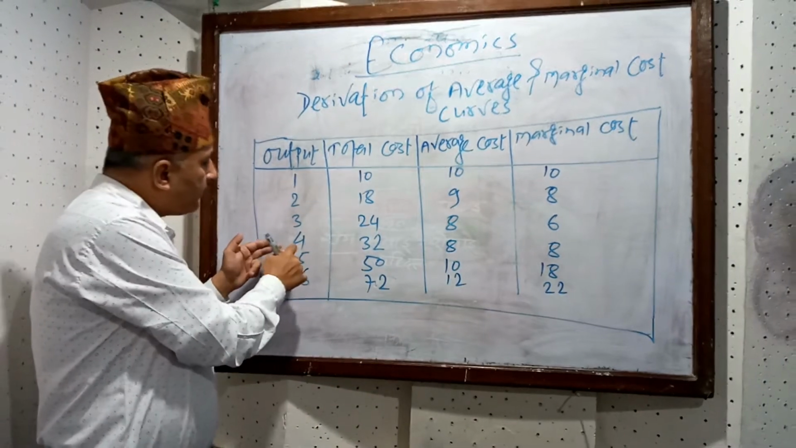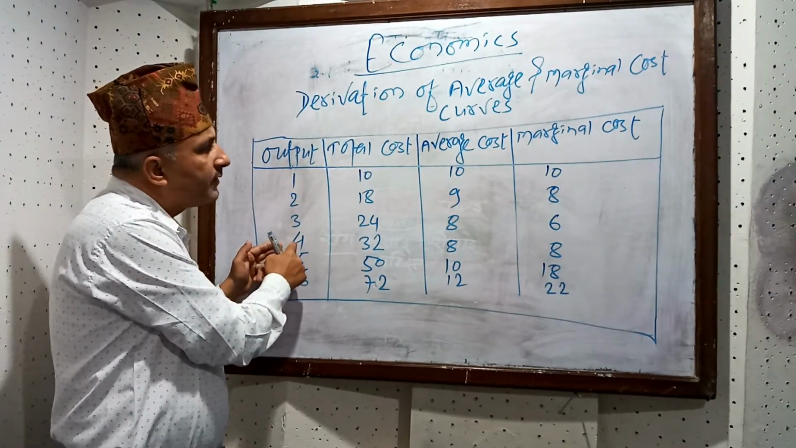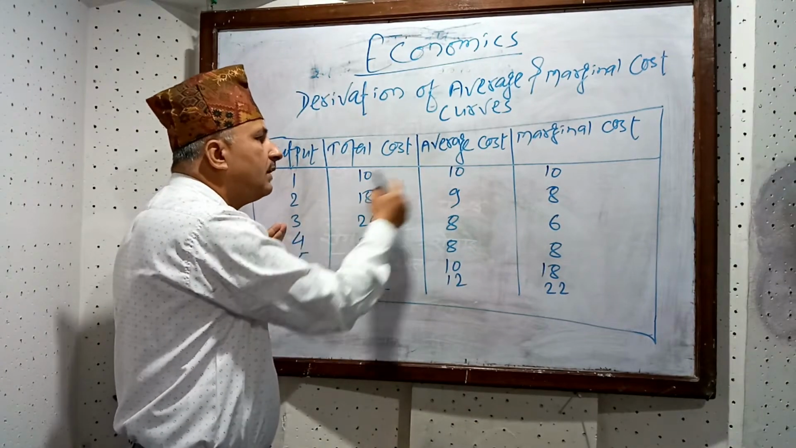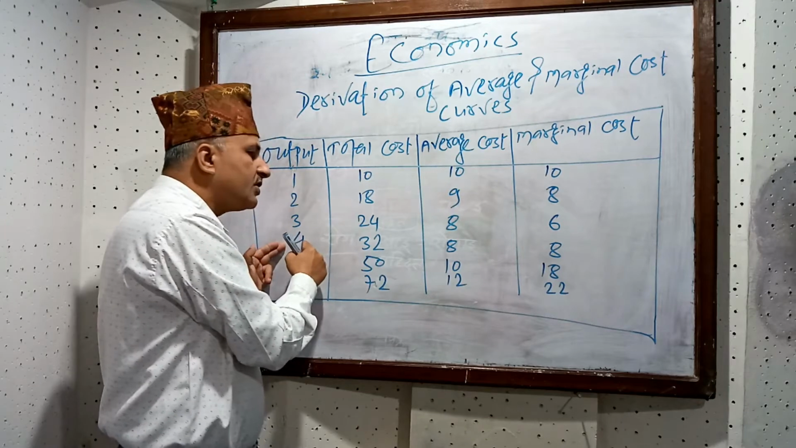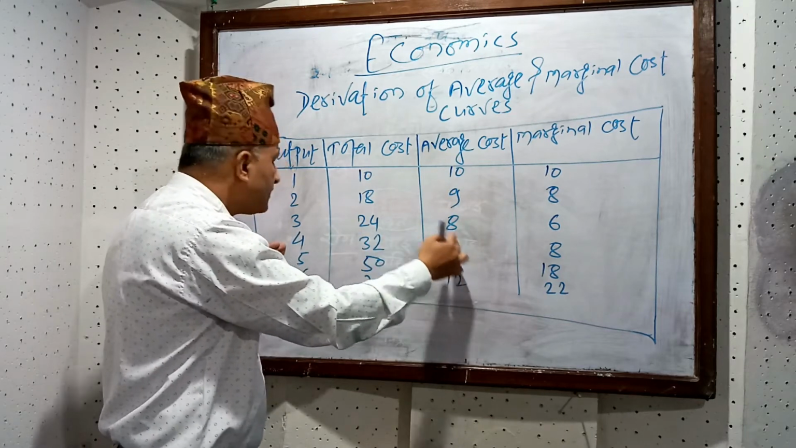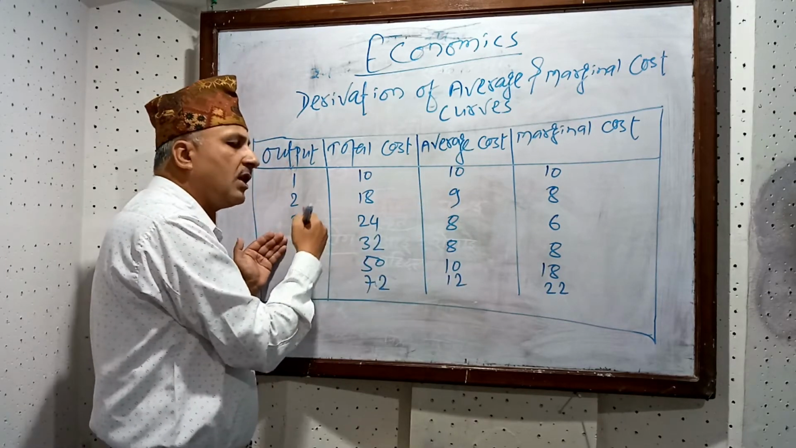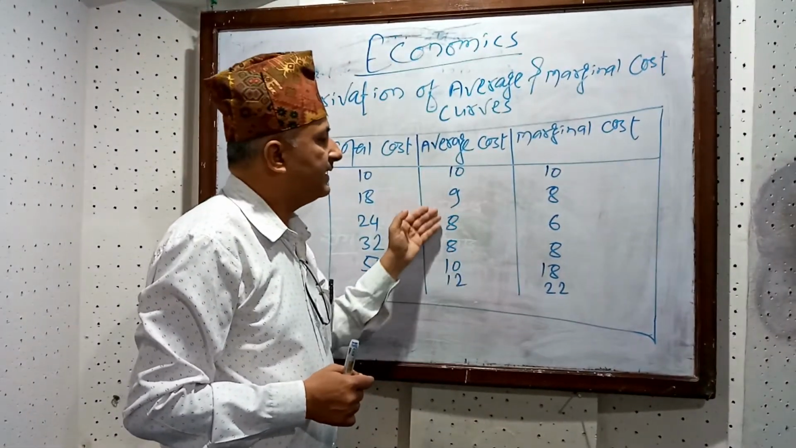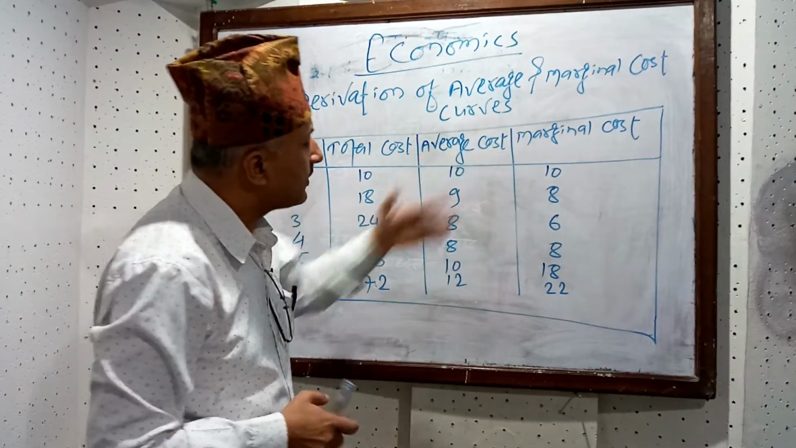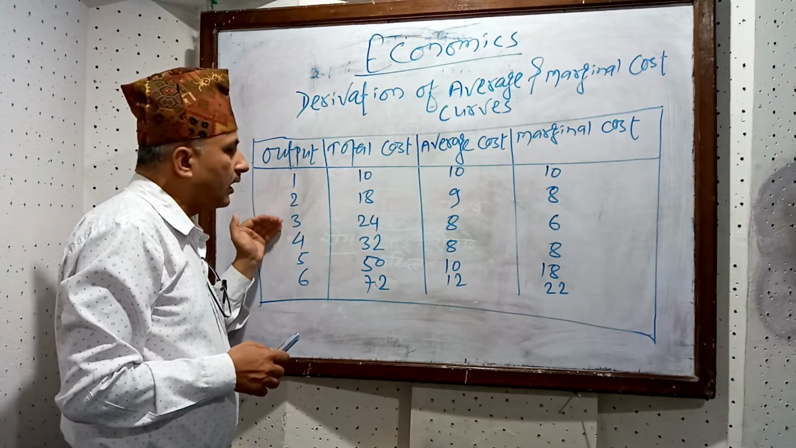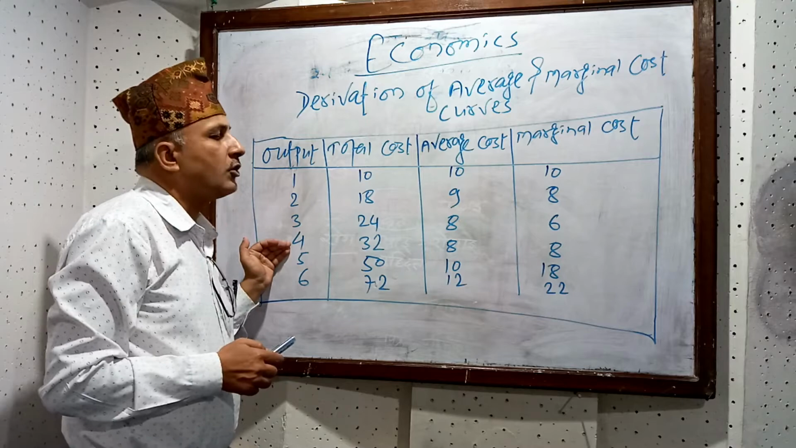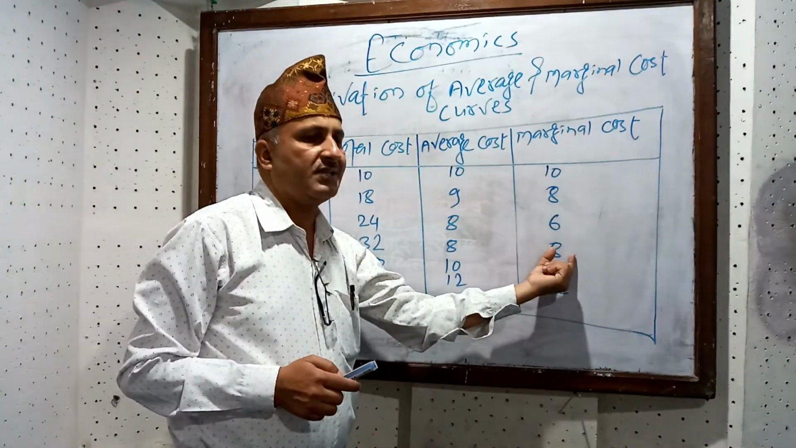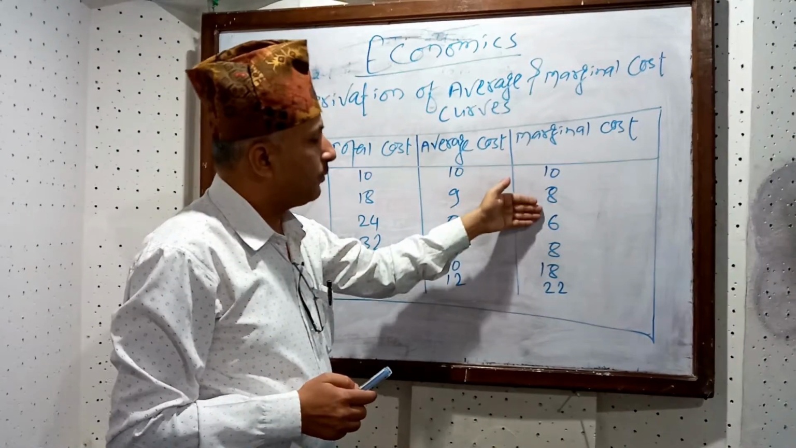Now when the fourth unit of output is produced, average cost is constant. That means when the third unit of output is produced, average cost is 8. When the fourth unit is produced, again 8. So the value of average cost is constant. But marginal cost, after the production of the third unit, when the fourth unit of output is produced, has started to increase and has become 8 from 6.